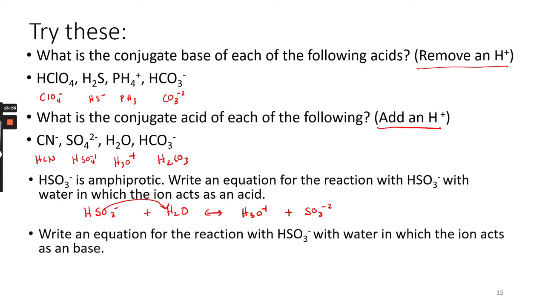Now write an equation for HSO3 minus plus water, in which the ion acts as a base. So now this is acting as a base. So it is accepting the proton.